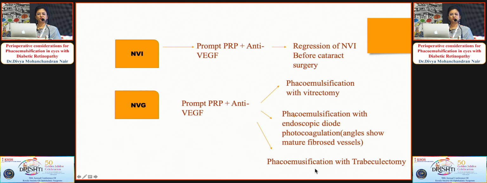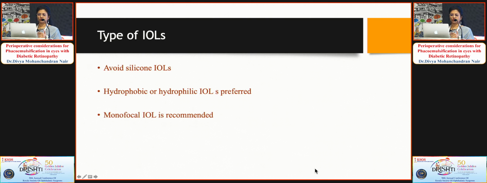If it is intractable glaucoma, then you may have to combine the phaco with a vitrectomy in case the fundus is not at all visible, and endo laser may have to be given. Or if it is totally bad and there are mature fibrosed vessels in the angle, we may have to combine it with an endoscopic diode photocoagulation.